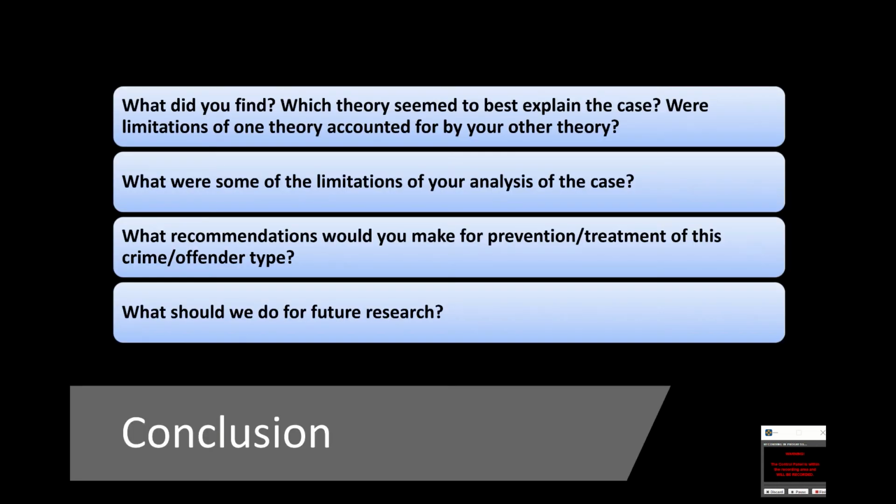So for your conclusion, you're going to talk about what you found, which theory seemed to best explain the case, whether you found that there were limitations of one theory that were accounted for by your other theory, and what you might argue for as an integration or a synthesis of the two theories. When you're describing limitations of your analysis of the case, you're describing limitations of your own work. So what information do you wish you had, or what do you think that you could have done better? What would have helped you to perform a better analysis of the case?